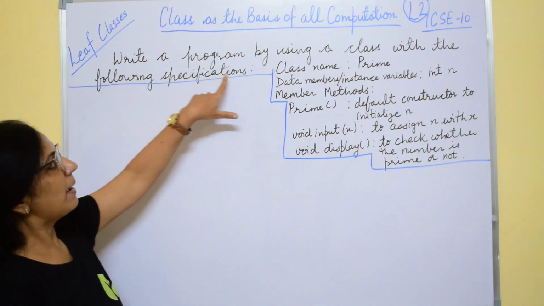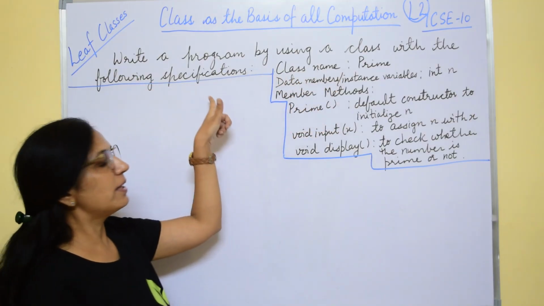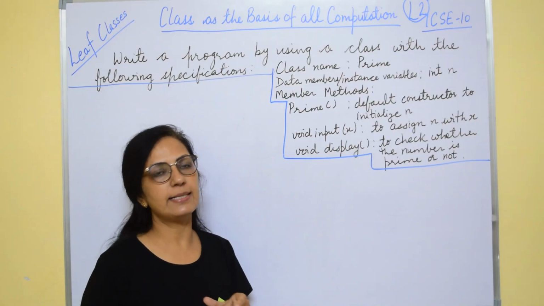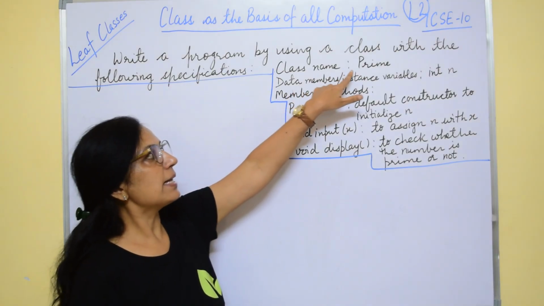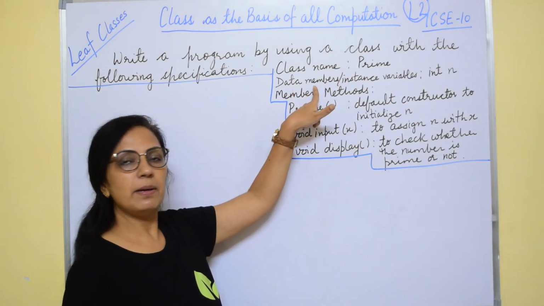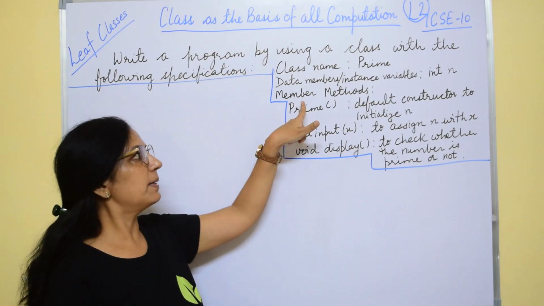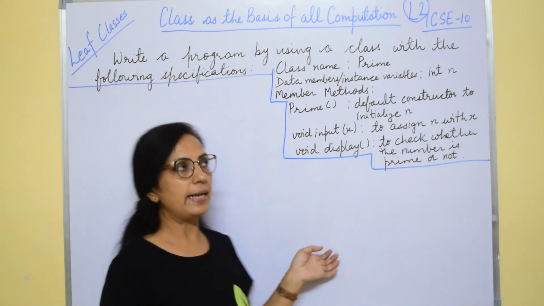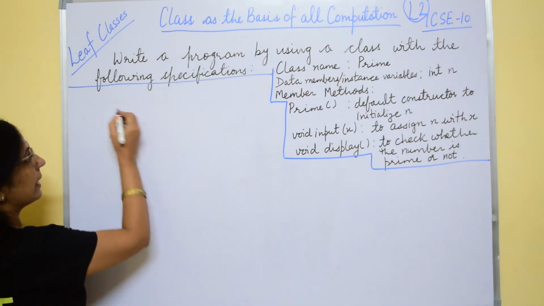Write a program by using a class with the following specifications. The specifications of the class are always mentioned. Class name is prime, data members or the instance variables are given, and the member methods are given. So we will write the program for this class.